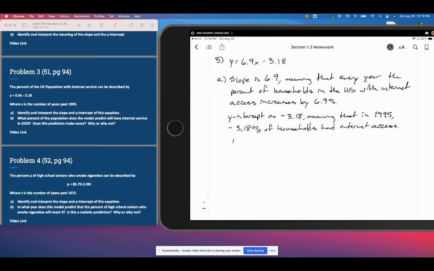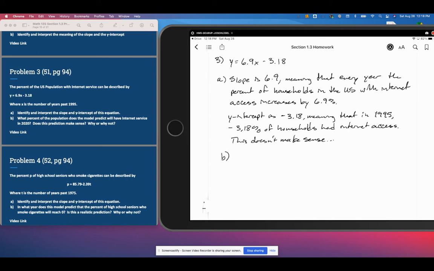And it's important to understand that this doesn't make sense. And this doesn't mean that our equation is flawed. This means simply that the equation is only valid for years past 1995. So not including 1995. Okay, so let's move on with our lives, folks. Let's look at section B.